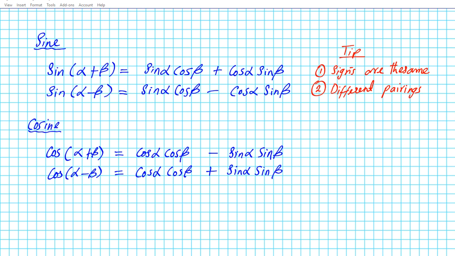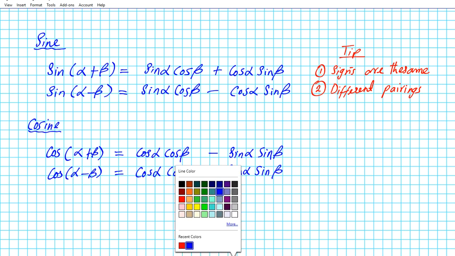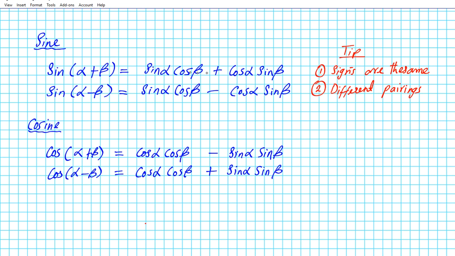All right, now can we observe what's going on here and use the tips we observed in the sum and difference identities for sine to figure out what the deal is with cosine? The answer is yes. If we look back at the identities for sine, we noticed that the signs were the same and the pairings were different. Now, what do you notice in the case of cosine? Plus, minus, minus, plus. Cosine cosine, sine sine. In this case, it's the opposite of the observation we made for sine. So for cosine, the signs are different. How about the pairings? For cosine, the pairings are the same. So just by looking at the pairings and the signs, you can easily remember what the sum and difference identities of the sine and cosine functions are.